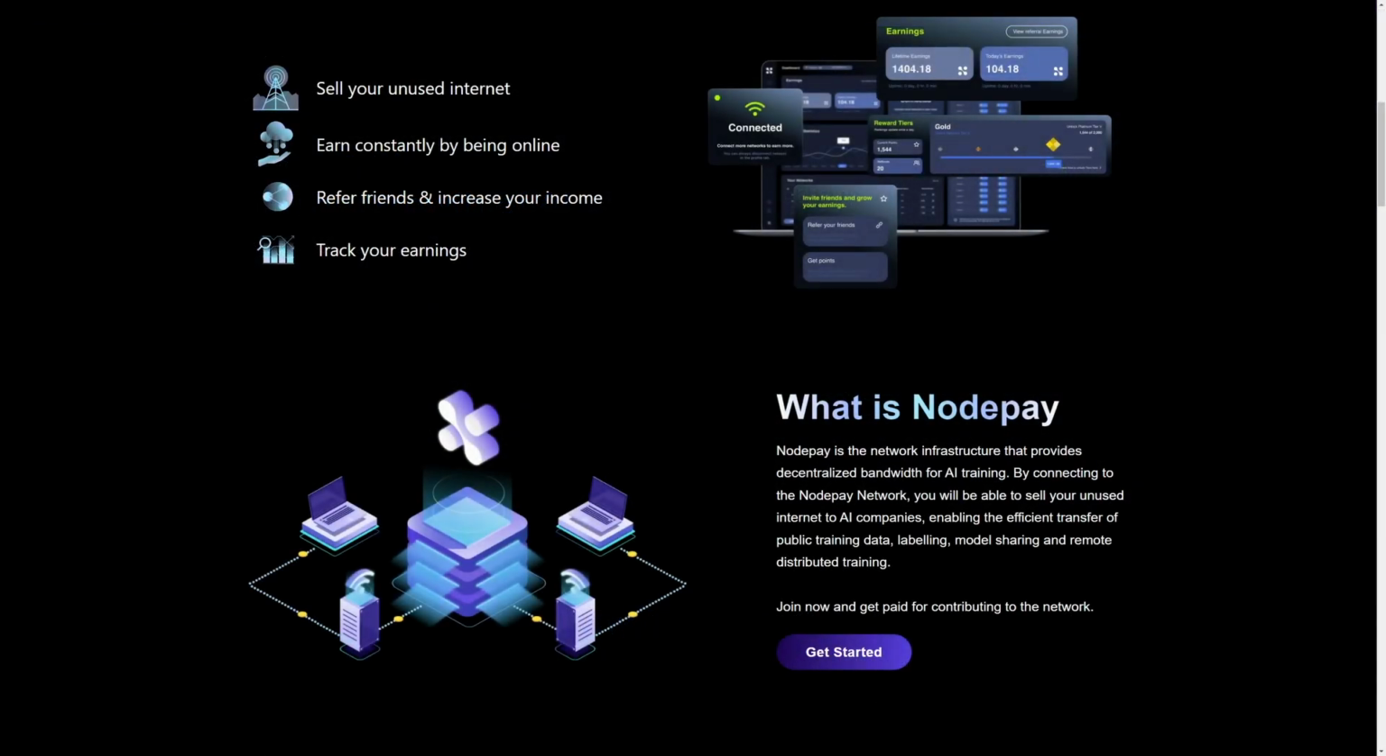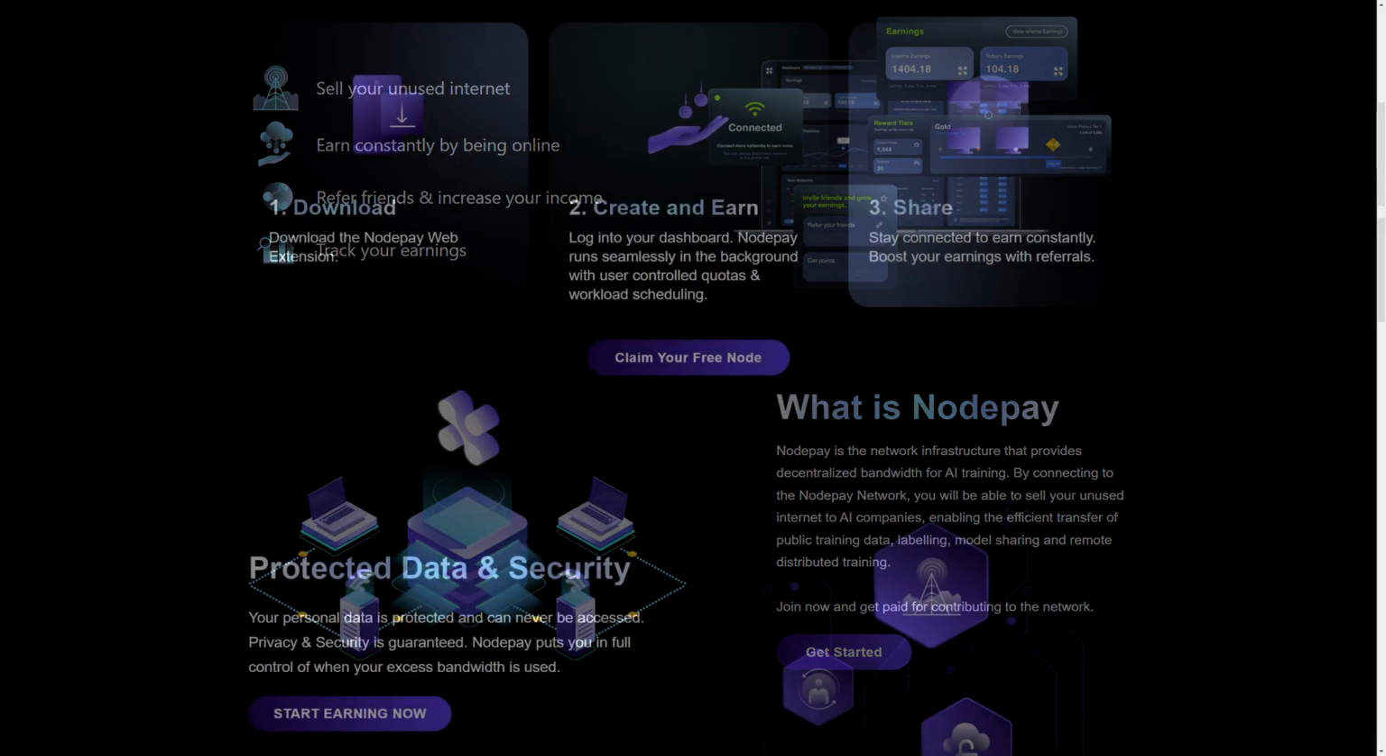So NodePay transforms your unused internet into a valuable asset by selling it to AI companies. Just like I said before, it's very similar to Grass and Lanify. They also do the same thing. And this process helps AI training by enabling efficient transfer of public data, model sharing, and remote distributed training.